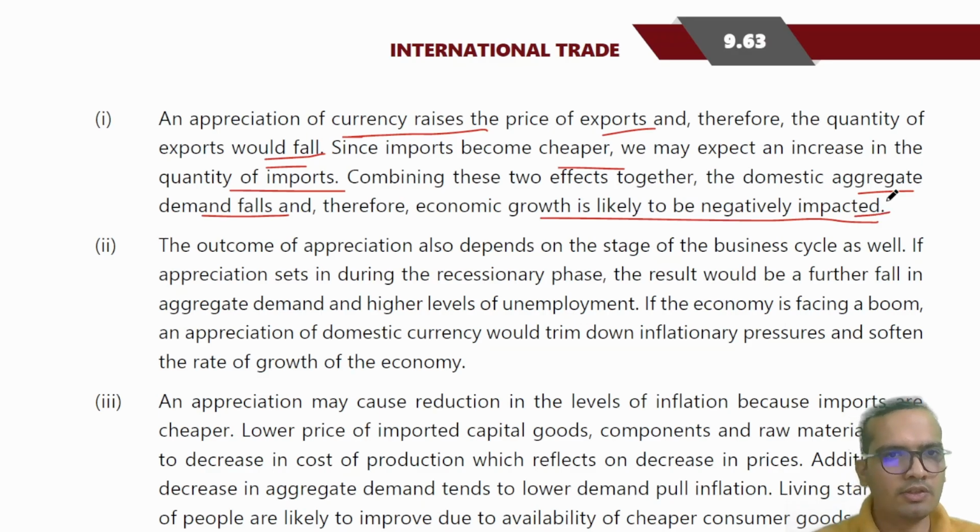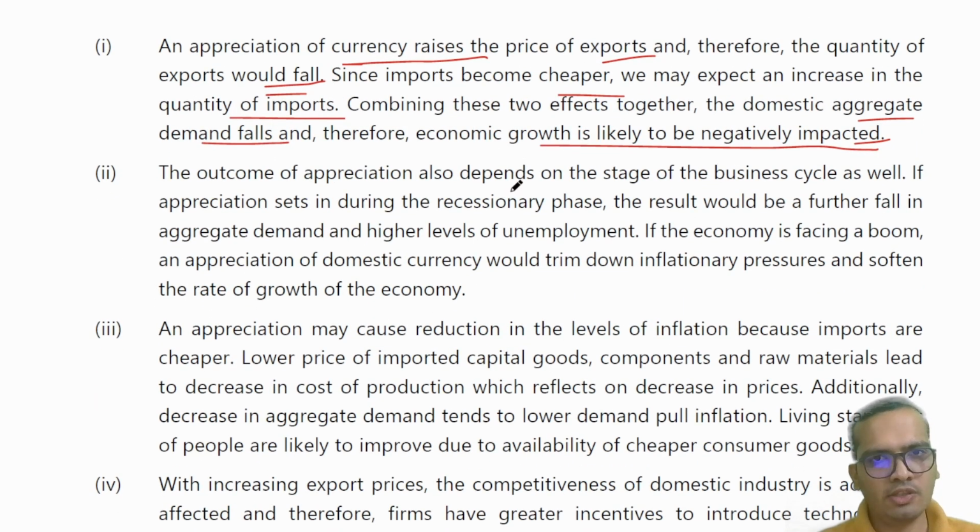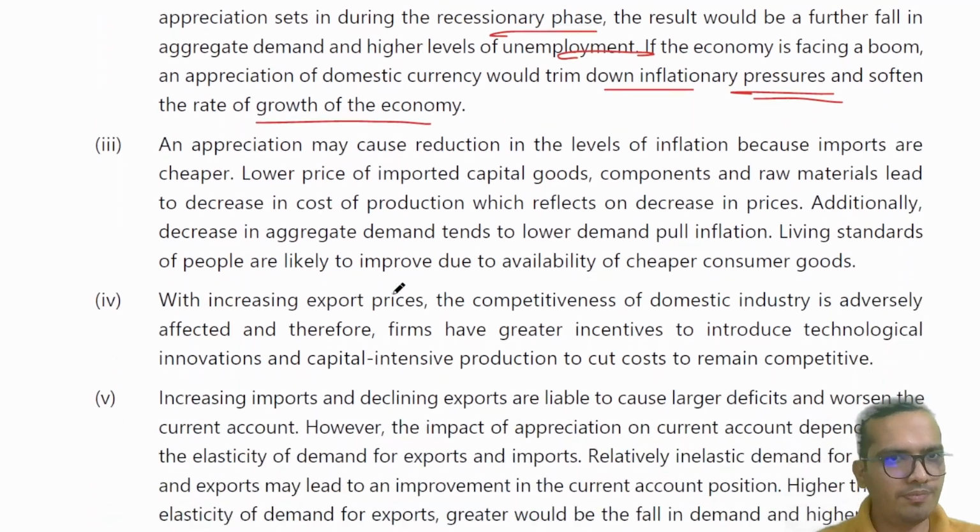Second, the outcome of appreciation also depends on the stage of the business cycle. If appreciation sets in during the recessionary phase, the result would be a further fall in aggregate demand and a higher level of unemployment. If the economy is facing a boom, an appreciation of the domestic currency would trim down inflationary pressure and soften the rate of growth of the economy.